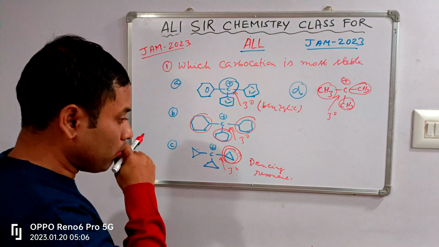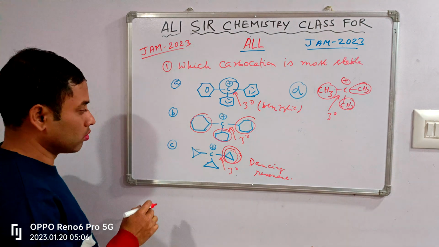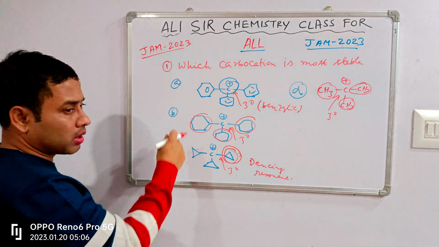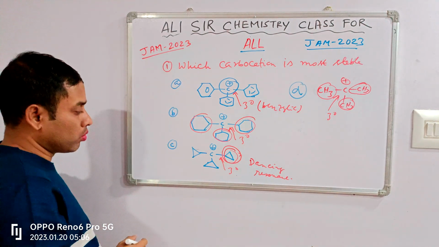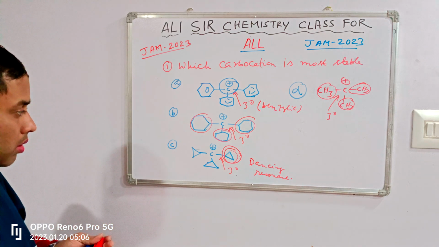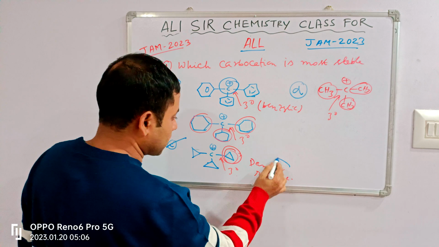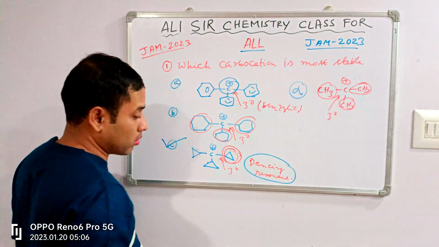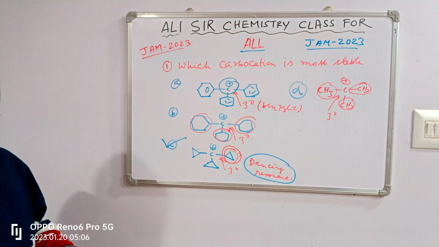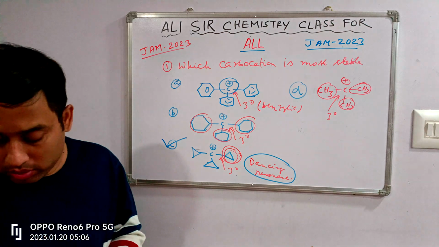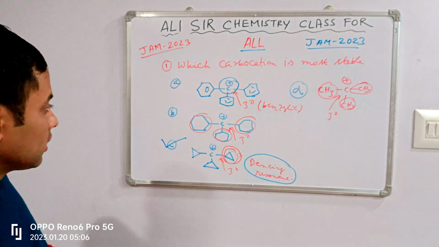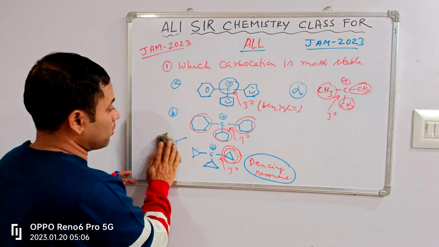So considering all the factors, we can explain here that the most stable carbocation will be carbocation C. This is due to the factor known as dancing resonance, or bent orbital overlap. So it's clear. I think this is clear for all of you.